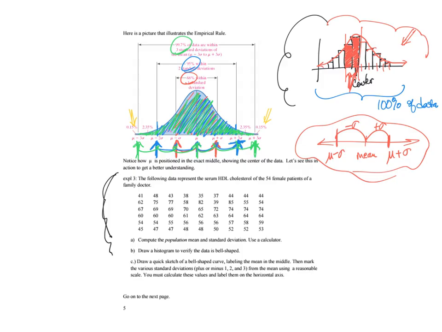Now go ahead and read over number 3. A lot of it is done on the next page for us. In fact, basically A and B are done. But read over this, and then you'll go to the next page.